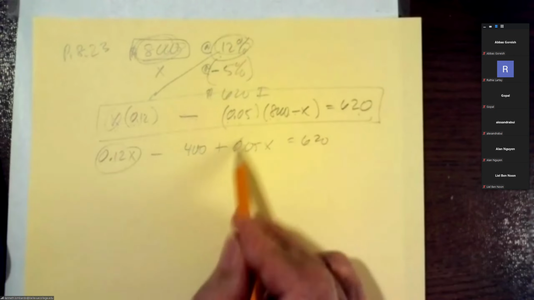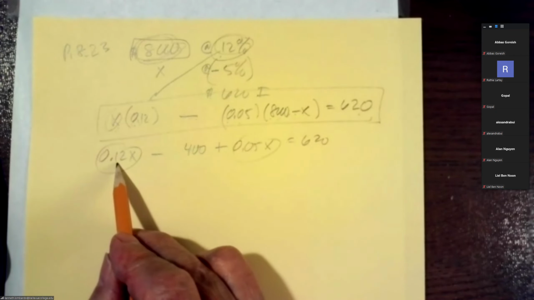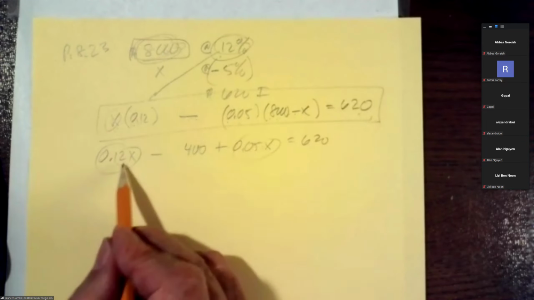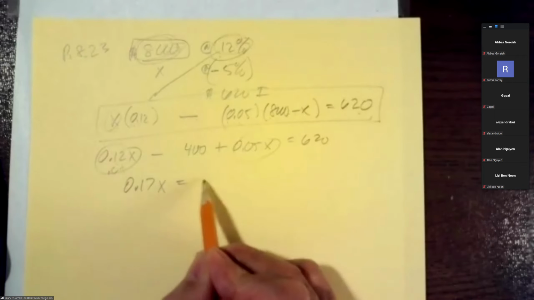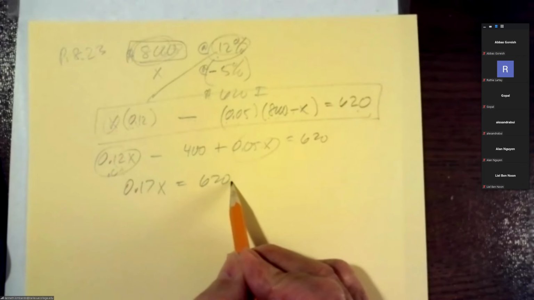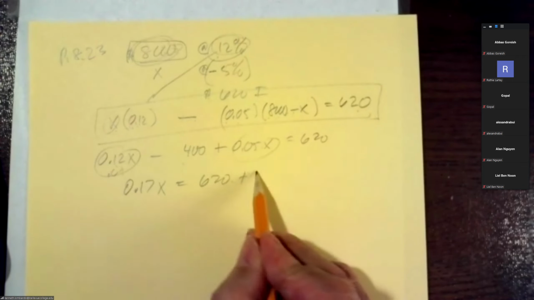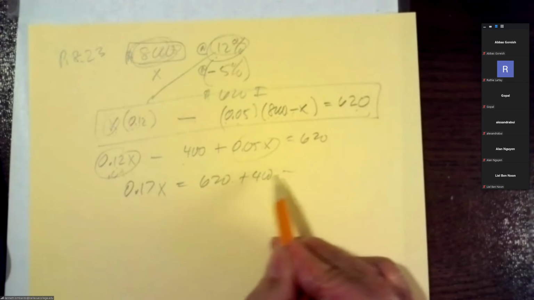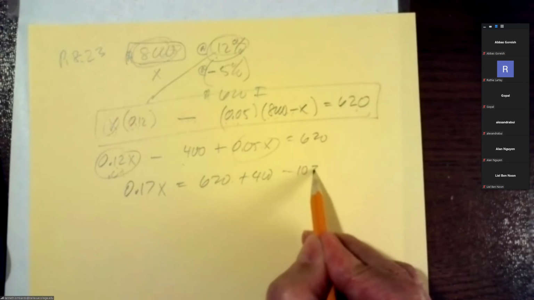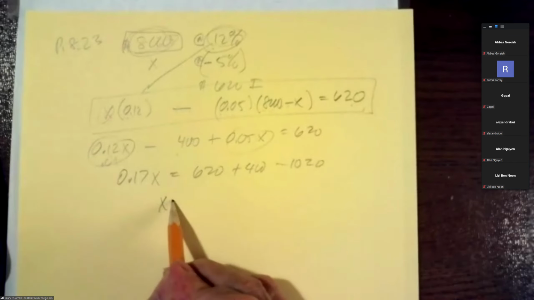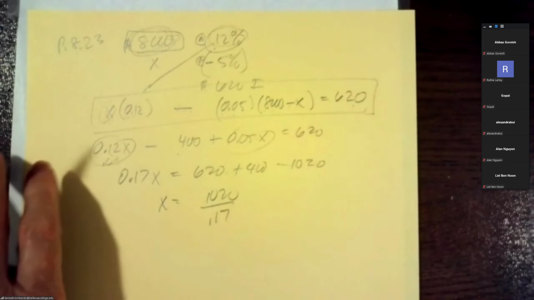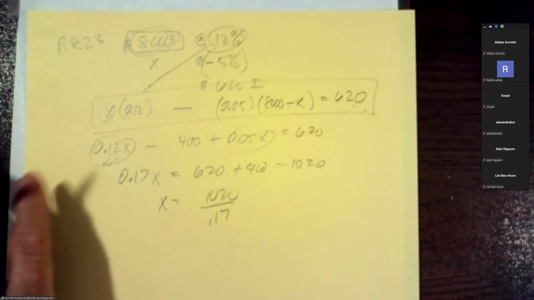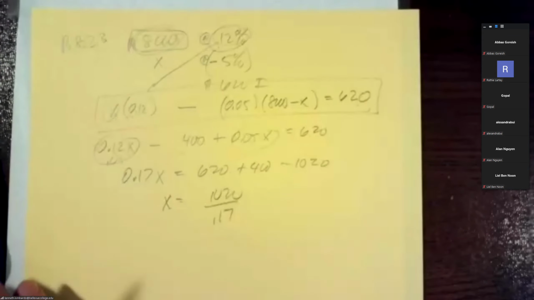So we combine our x's, and that's 0.12 and 0.05. So add those together and we get 0.17x equals 620. And then we're going to bring the 400 over. So that's 1020. So x equals 1020 over 0.17. And let's see, 1020 divided by 0.17.